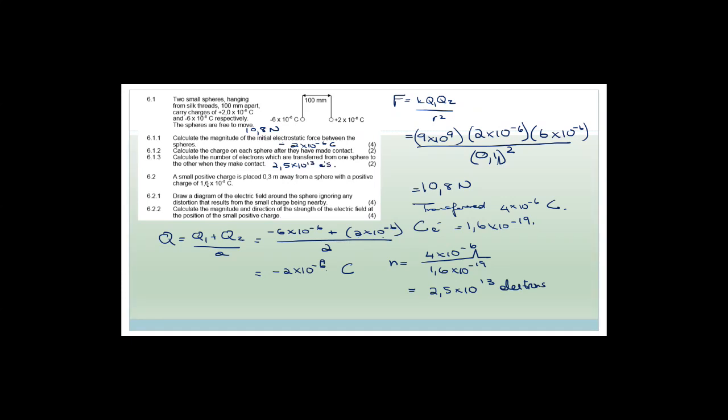Now it says a small positive charge is placed 0.3 meters away from a sphere with a positive charge of 1.6 times 10 to the negative 8 coulombs. Okay, new question. Let's just erase that.